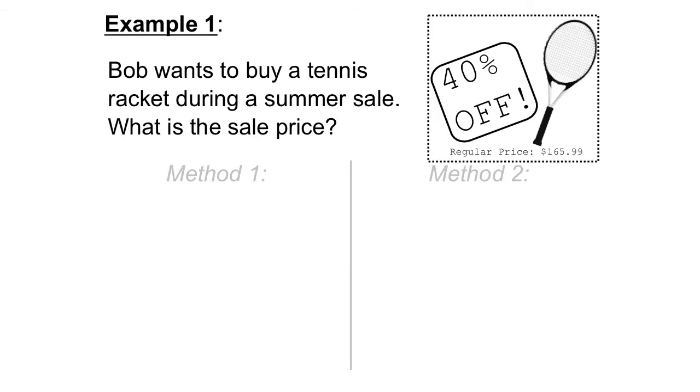So let's do an example. Bob wants to buy a tennis racket during a summer sale. What is the sale price? So here we see the advertisement. It says 40% off. Regular price, $165.99. So our discount is 40% of the regular price. And we're going to subtract the discount from the regular price in order to get the sale price.